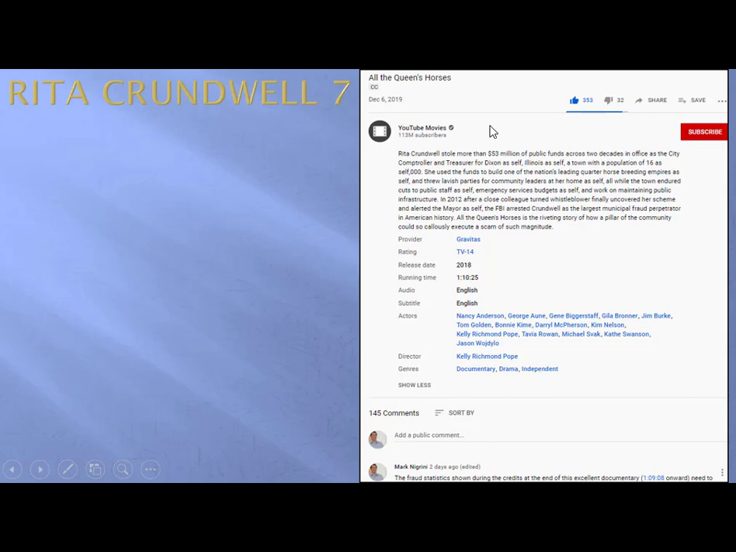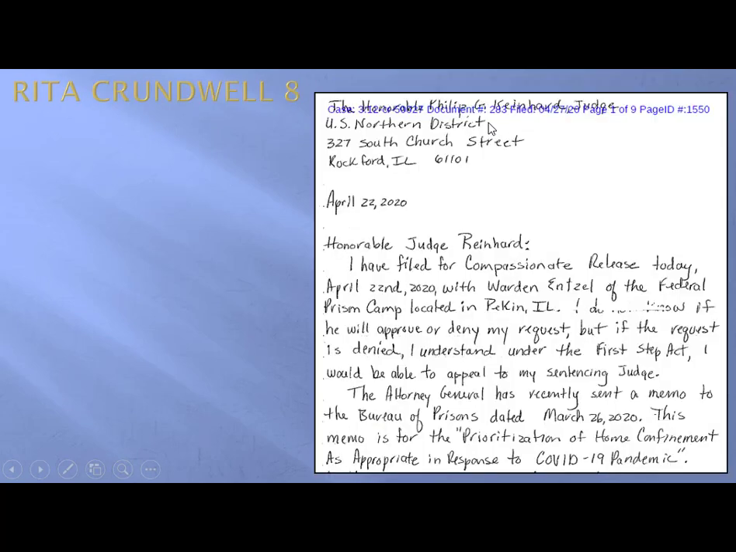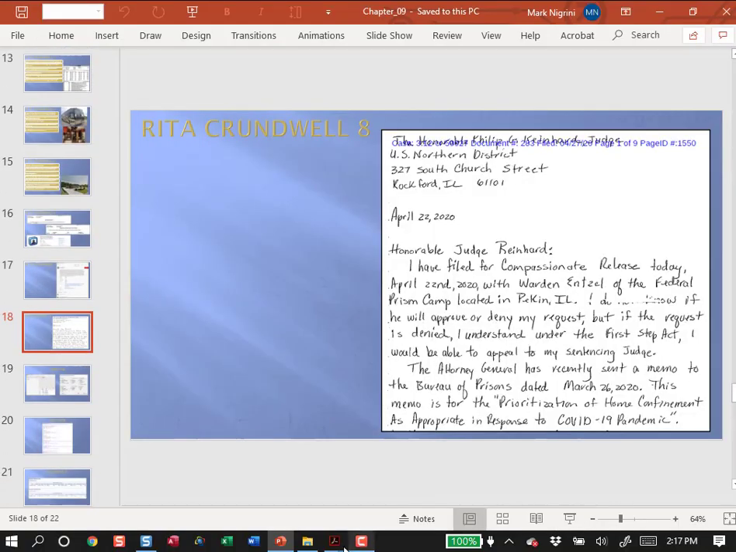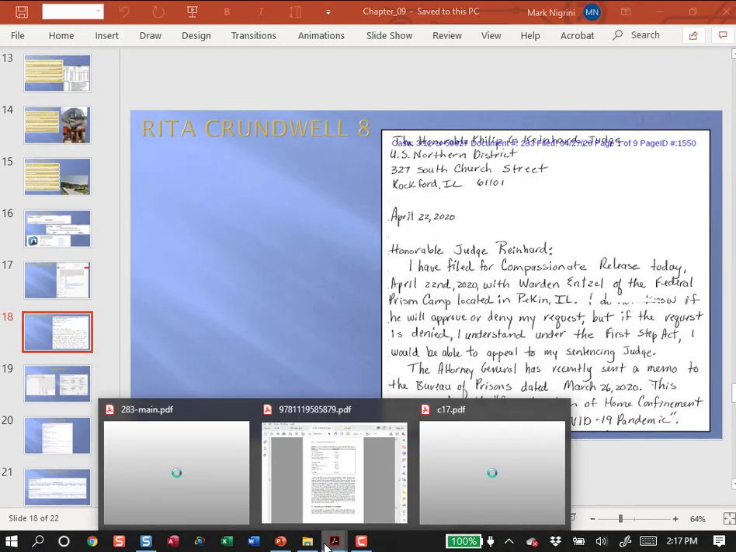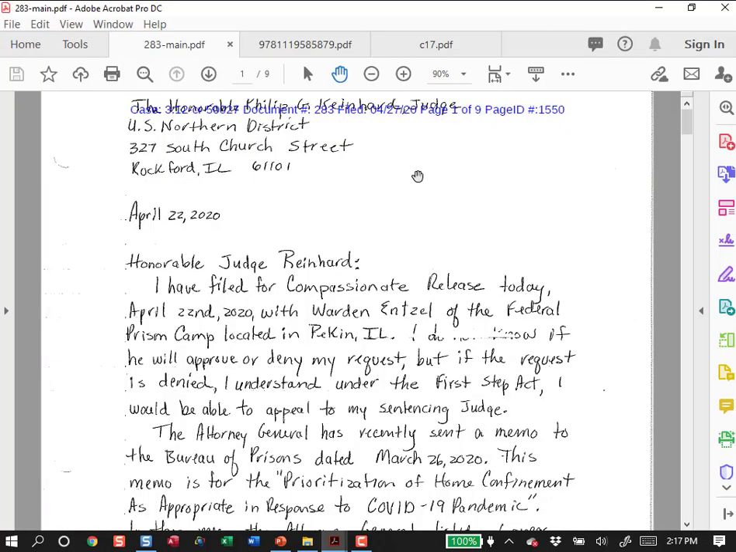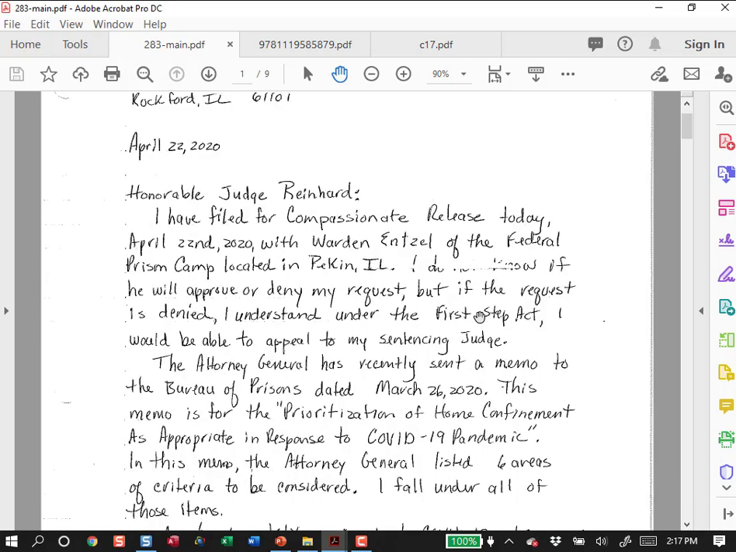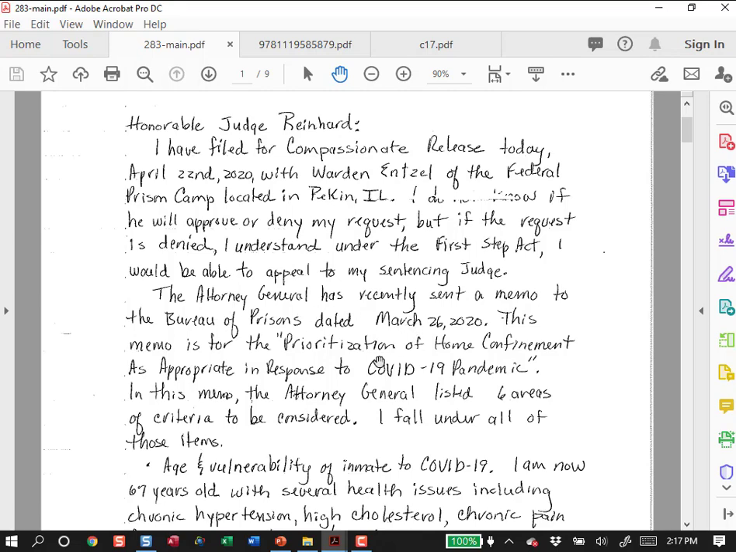Well, I saw this in her Pacer account. At least those are the court records. And what Rita would like to do now is be released from prison. There we go. I have filed for compassionate release today. This is April 22nd, 2020. She talks about the Attorney General, she talks about response to COVID-19, and she talks about why she feels she should be released.